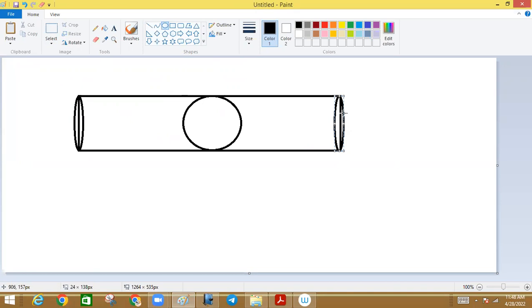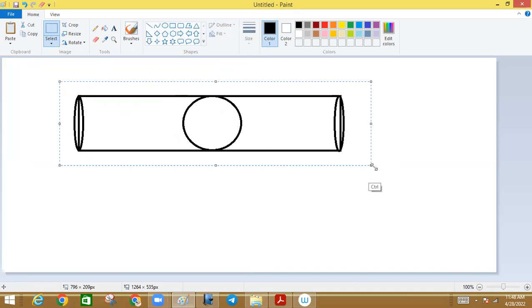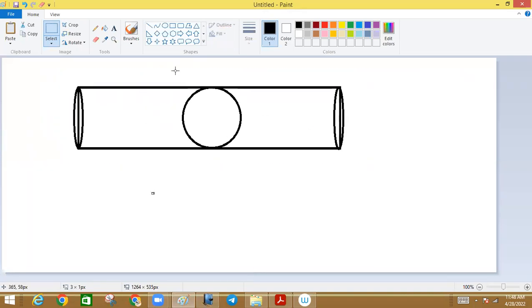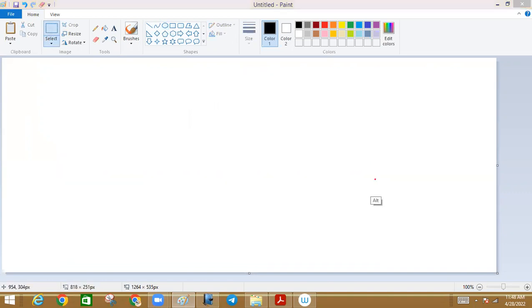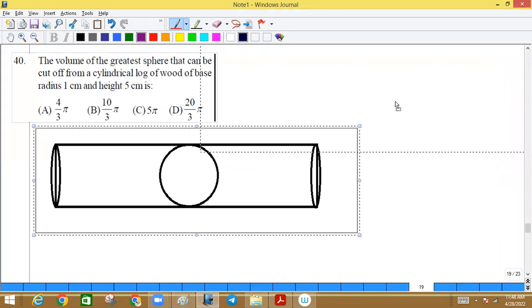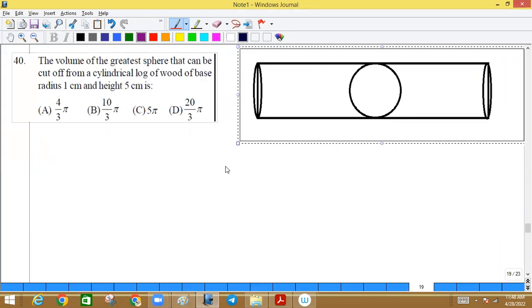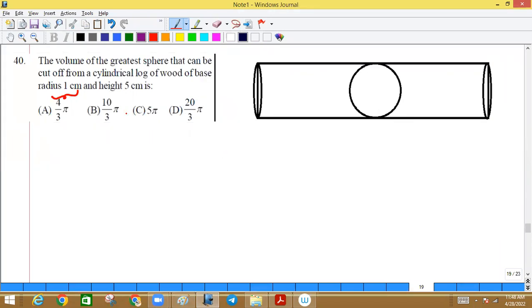So what is the maximum sphere you can cut off? Obviously, the radius of the wood should be equal to the radius of the sphere. You cannot cut more than that. If it is more than that, how does it look? It comes out of the wood. Can you cut it like this? It is not possible. So the maximum sphere that you can cut is when the radius of the wood is equal to the radius of the sphere. And what is the radius of the wood given? The radius of the wood is 1.